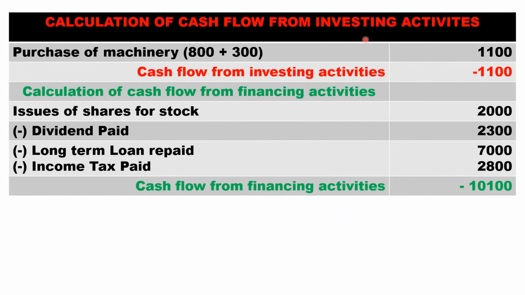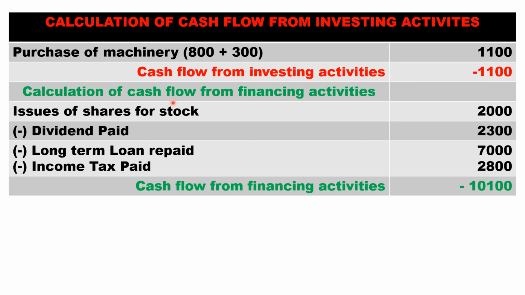Next, cash flow from investing activity. We don't have any sale of land and building, no sale of machinery. We have only purchase of machinery, two machinery. Only you should take purchase of machinery by cash, not by share. So 800 given in the adjustment, 300 which we found in the machinery account. So we get total purchase 1,100. So you get minus 1,100 because purchase is an outflow. So it's minus 1,100 cash flow from investing activity.